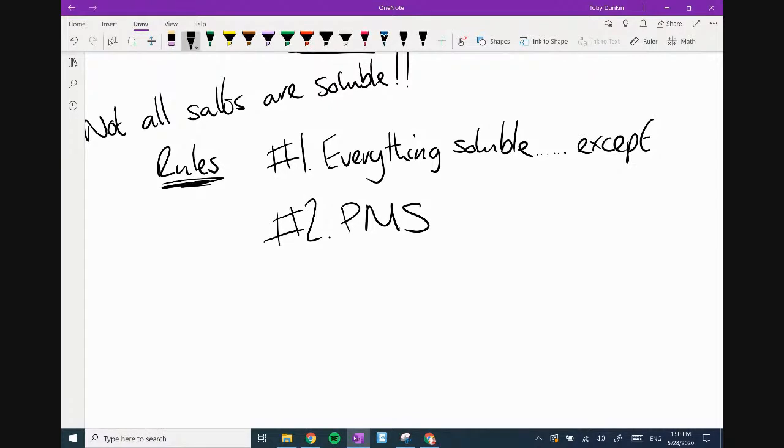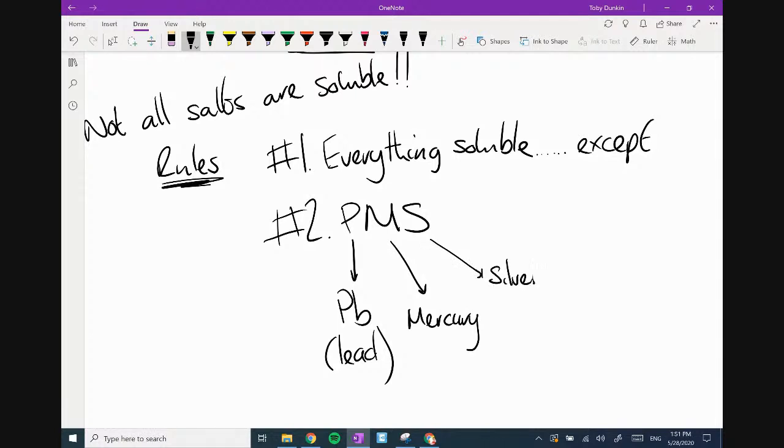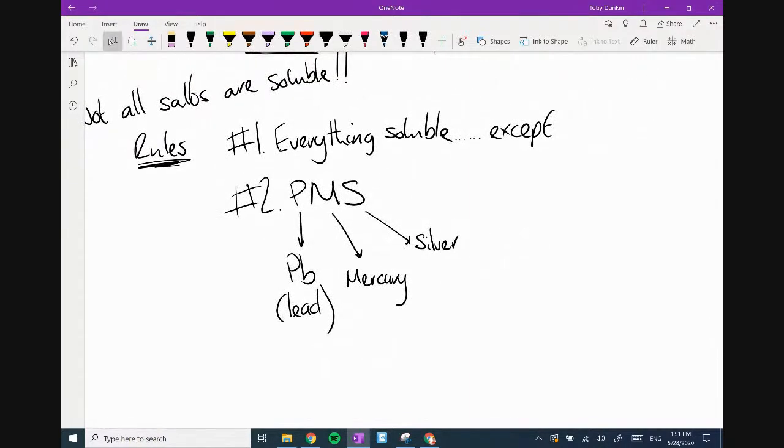What it stands for is Pb, lead, M, mercury, S, silver. I know that you guys aren't going to really like that because it's probably something inconsistent. Lead, mercury, silver. Thanks, Shan. Why did you laugh? Oh, come on. It's brilliant. I think it's hilarious. So lead, mercury, and silver.